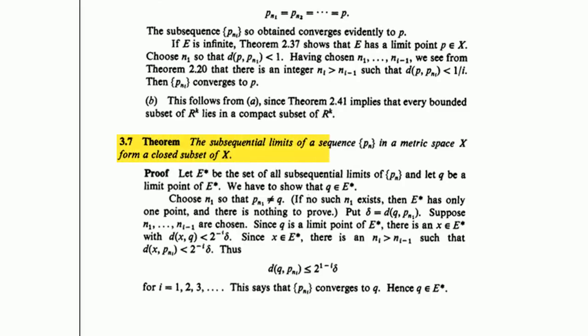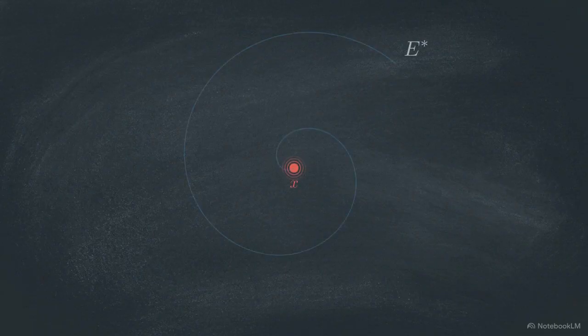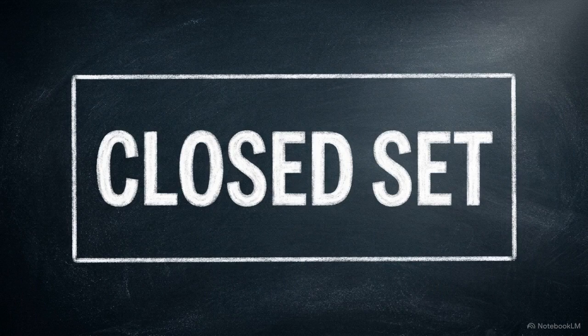Now turn to Theorem 3.7. It states that the subsequential limits of a sequence Pn in a metric space X form a closed subset of X. In plain terms, this means that if you have a cluster of subsequential limits, and those limits themselves converge toward a broader target point, that target point is legally guaranteed to also be a valid subsequential limit. The set contains its own boundaries.